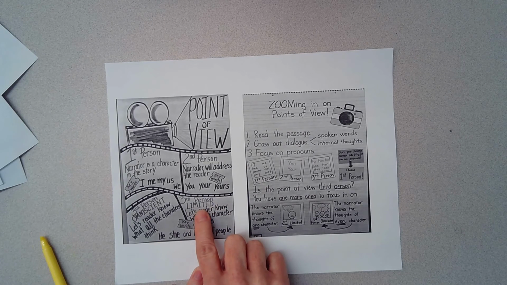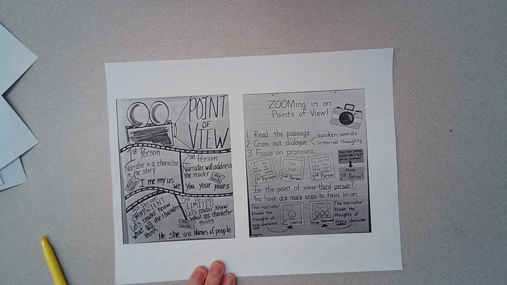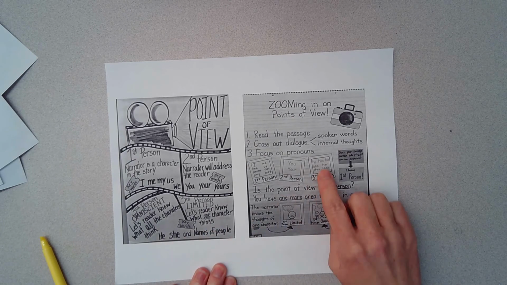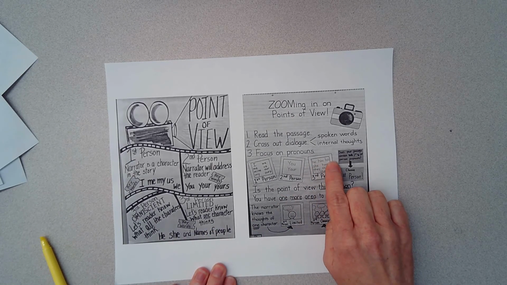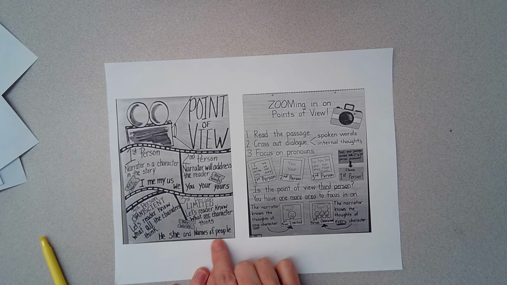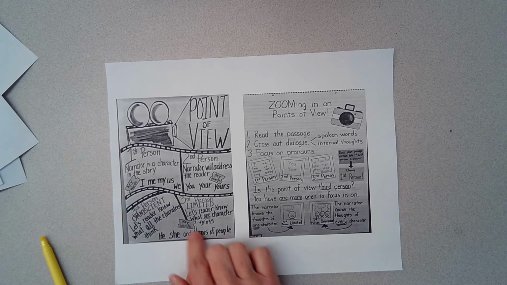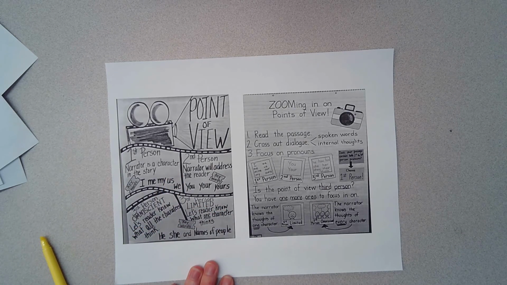If it's third person limited, think limited, restricted. They don't have access. So if it's third person limited, they only know the thoughts of one character. And when it's third person, we know those key words that we're going to see are he, she, him, his, her, they, their, them, and the names of people. And sometimes you have to reread a story or a paragraph to determine whether it's third or first when you have both first and third pronouns.